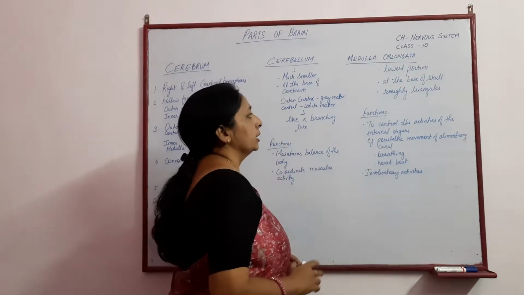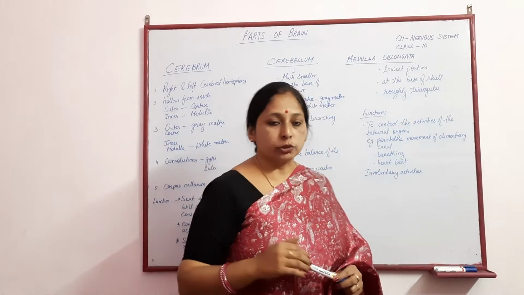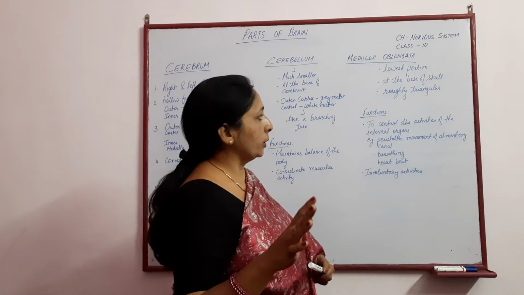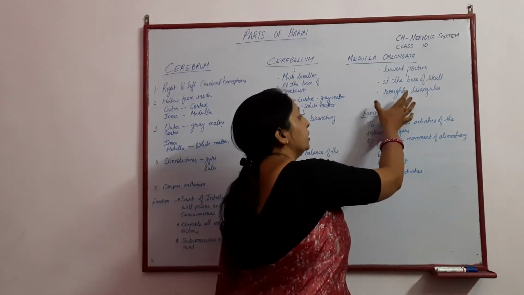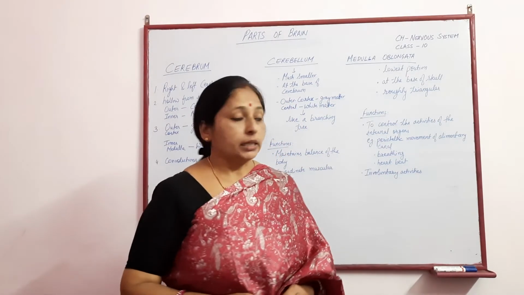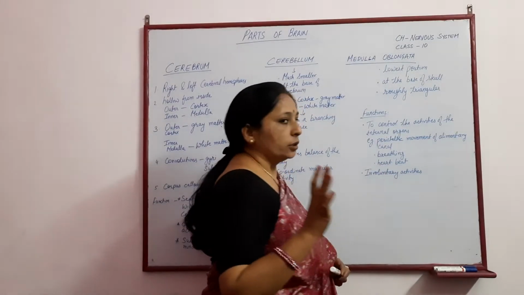The third part is the medulla oblongata. It is the lowest portion, and it is located at the base of the skull. It is roughly triangular in shape. Function of the medulla oblongata is to control the activities of the internal organs.